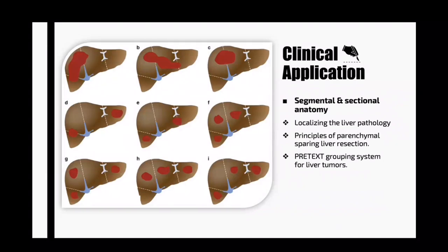As with radiology, we can localize the liver pathology, and that will help us plan the anatomical surgical resection based on internal anatomy. Also, segmental and sectional anatomy can be used as a grouping system, such as the PRETEXT grouping system of hepatoblastoma.